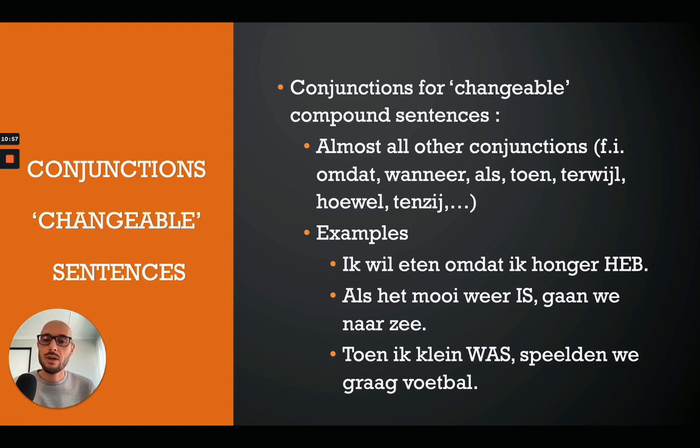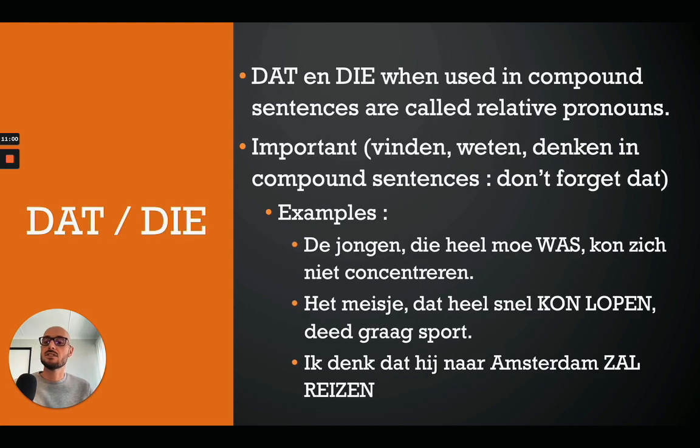Before we finish off, I'd like to look at a relative subclause. A relative subclause is introduced by two relative pronouns, we call them, which are dat and die. Now, dat and die, when used in compound sentences, are called relative pronouns. First of all, what is very important when you're going to speak Dutch and you use vinden, weten, denken, to find, to know, to think, in compound sentences, never forget dat. You'll say, ik vind dat, ik weet dat, ik denk dat. So dat you can never forget.